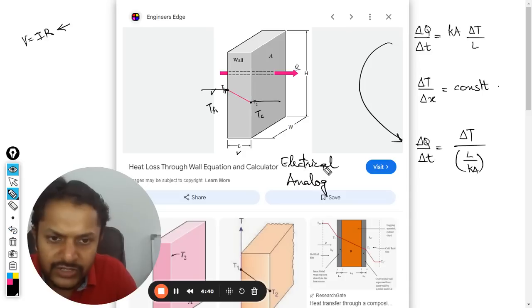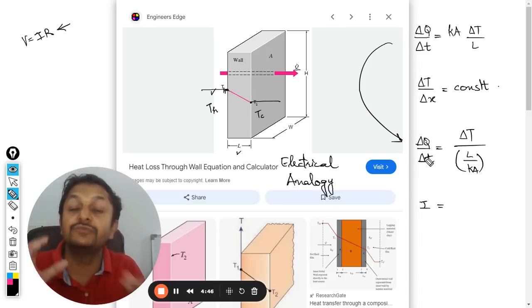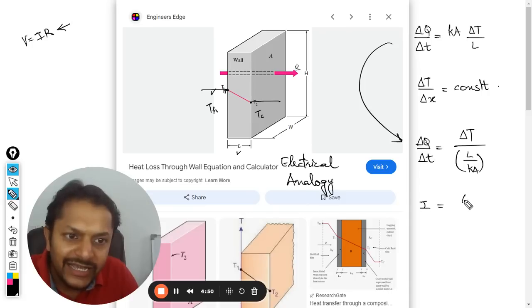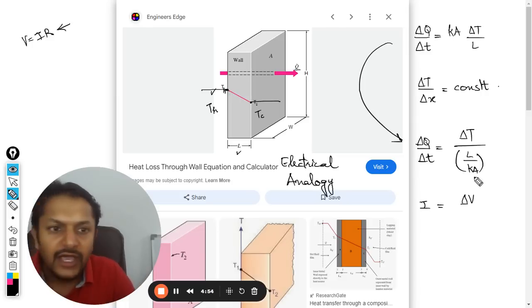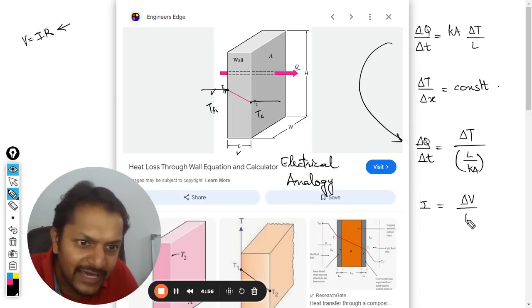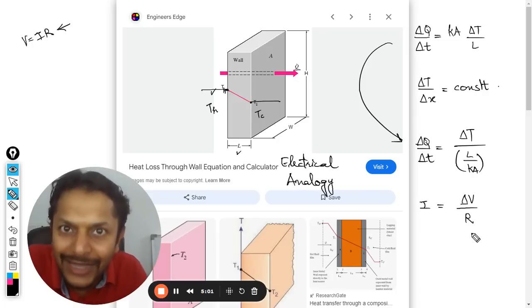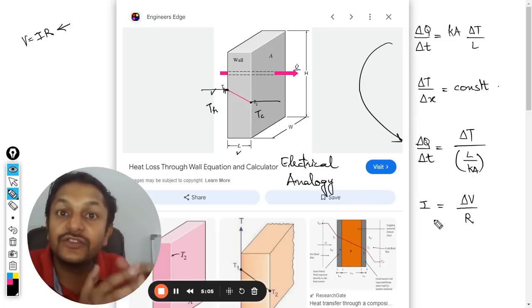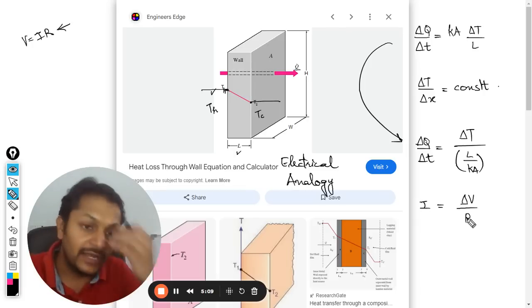It's very important, students, so be very careful. Electrical analogy. So this I'm calling the current which is moving through the wall or through the rod. Delta T can be compared with the potential difference, and L by Ka is resistance. So there you are, V is equal to IR. This is Ohm's law, and this is Ohm's law for thermal engineering, for heat transfer. So now we are comparing.